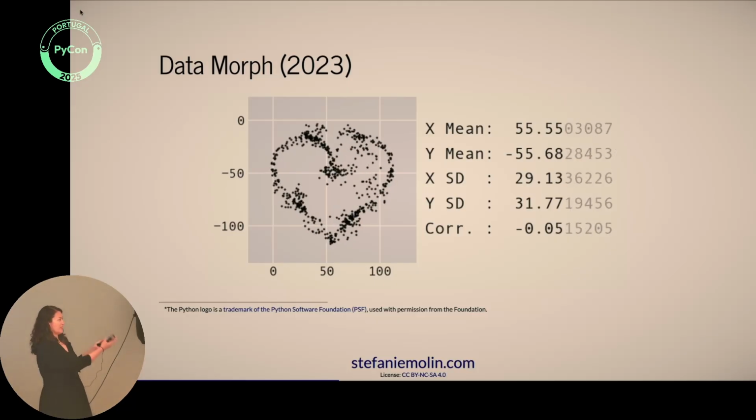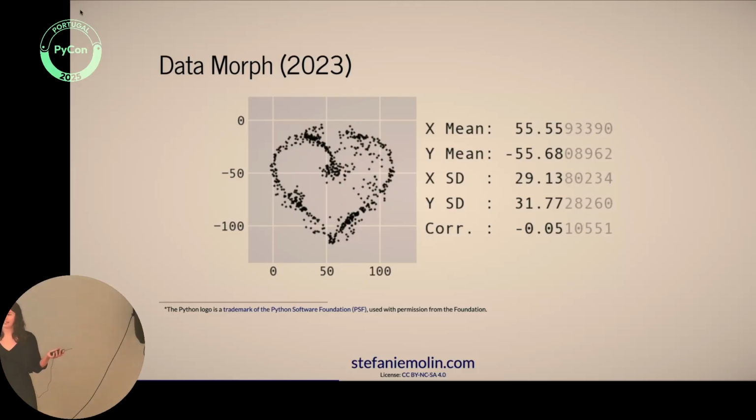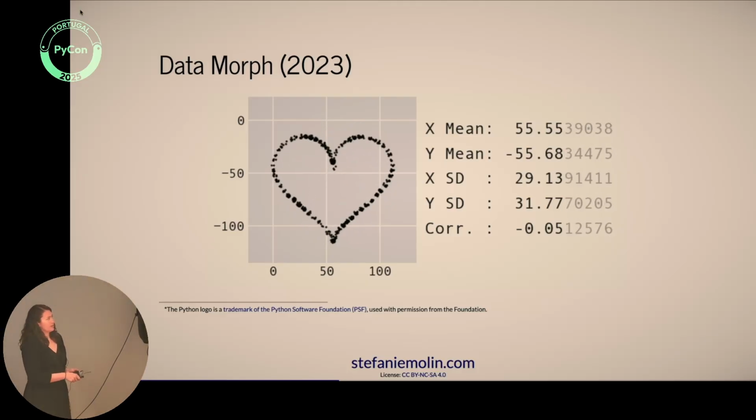So this is, again, proof. This works for anything, right? The Python logo is an SVG, you extract the points, and then you can run this algorithm on it. So the whole time, the summary statistics are preserved to 2 decimal points. You can actually extend that out further.